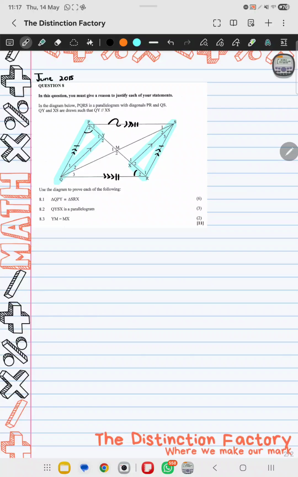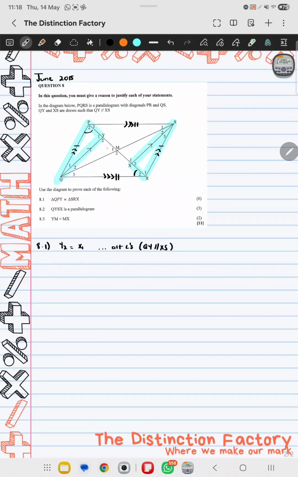So what I'll do is, I know that I have this parallel line here. So I can then say that Y2 is going to be equal to X1 because they are alternate to each other. So I'm going to point that out to them. Question 8.1. I'm going to say that Y2 is equal to X1, and my reason for that is alternate angles. My parallel lines were given to me as QY being parallel to XS.